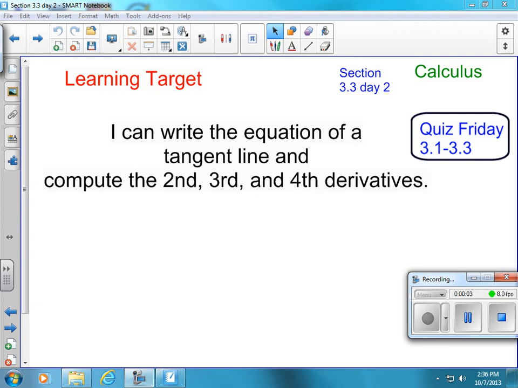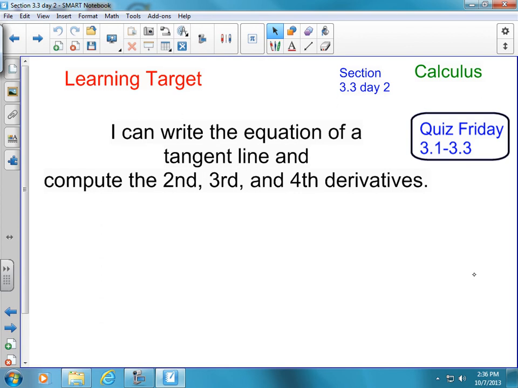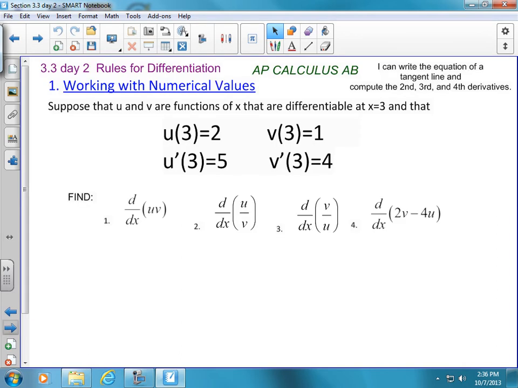Today's lesson is section 3.3, day 2. It's about finding more derivatives using the derivative rules, and we're going to write the equation of a tangent line. And we'll also be computing second, third, and fourth derivatives. First, we're going to do a little work with numerical values.